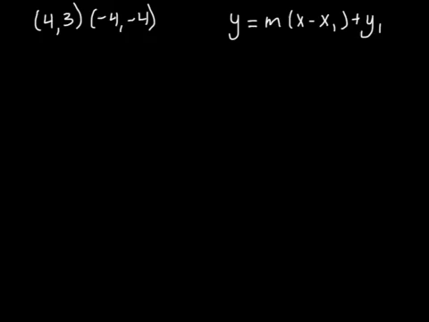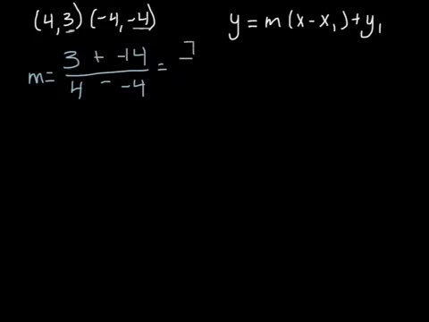The next problem gives you 2 points. Now the formula here needs a point and a slope, so I need two things. I need a point, which I have 2 of them, and I need a slope. So the first thing I'm going to have to do is find the slope. To find the slope, it's the change of y's, so 3 and -4, over the change of x's, 4 and -4. So the top is 7 and the bottom is 8. So my slope is 7/8.